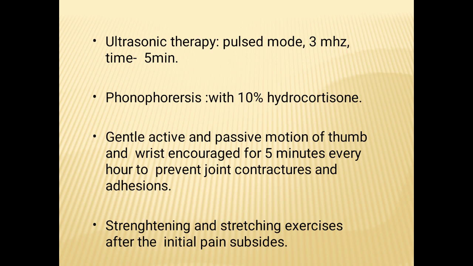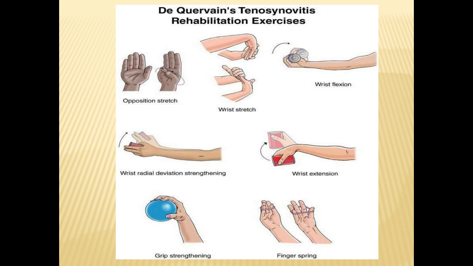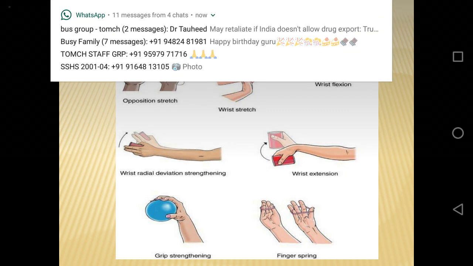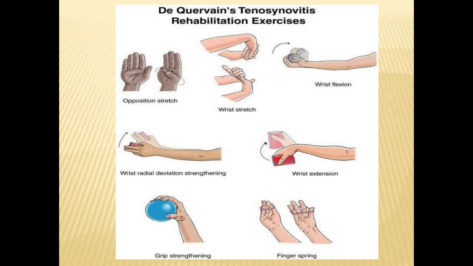Alright. So these are all the rehabilitation exercises that we prescribe to the patient once the pain subsides, not during pain: opposite stretch, wrist flexion, radial deviation and strengthening, wrist extension, grip strengthening, finger spring. Alright. So rehabilitation follows once the pain subsides, not during the painful period.